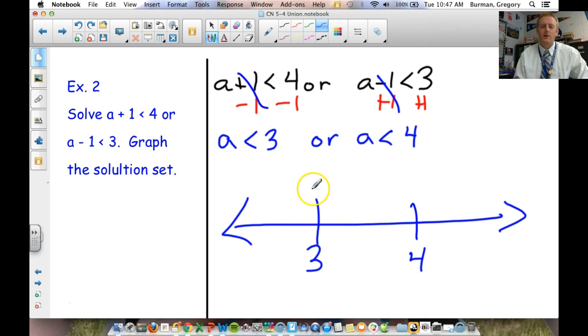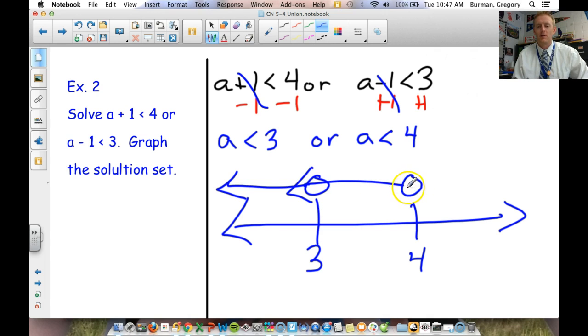To graph this information, we have open circles at both of them. And if a is less than 3, that shades this direction. And if a is less than 4, that also shades this direction. Which means that we're going to include every single number that is below 4. So this is our inequality's real solution. All numbers less than 4 have to be a part of our solution then.